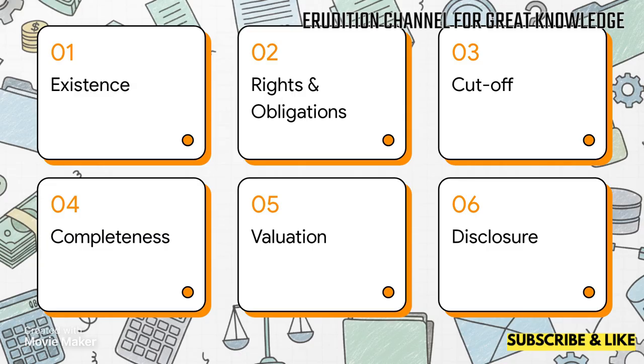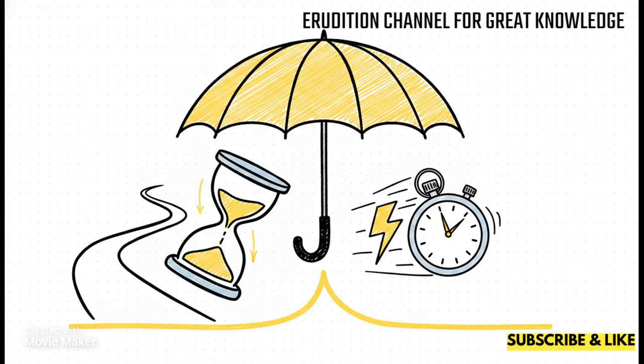We've got 6 core audit procedures, and they make up the ultimate detective toolkit to catch financial misstatements. We'll be walking through existence, rights and obligations, cutoff, completeness, valuation, and finally, presentation and disclosure. Okay, first things first, let's define our terms.